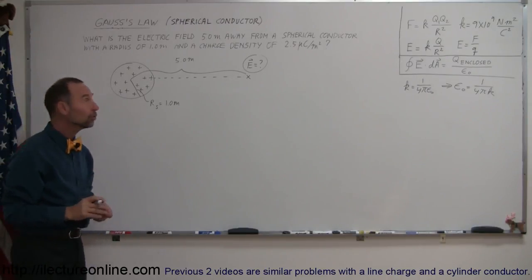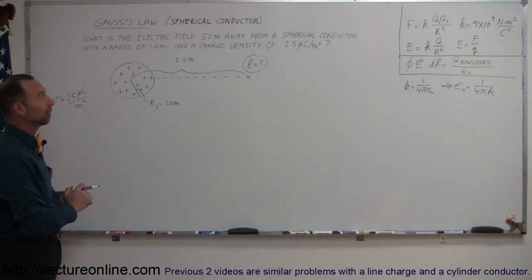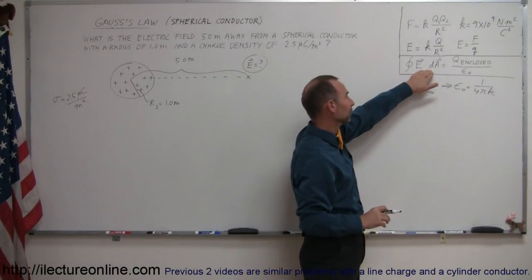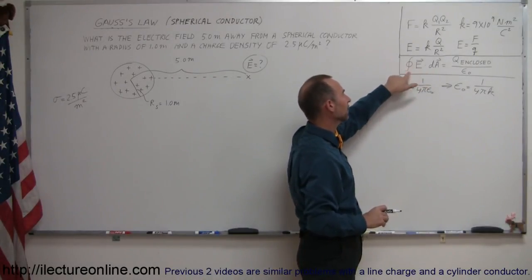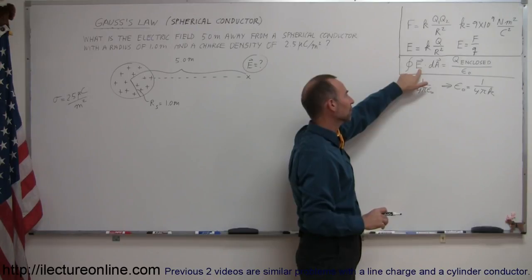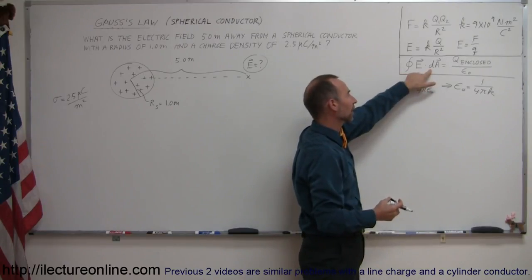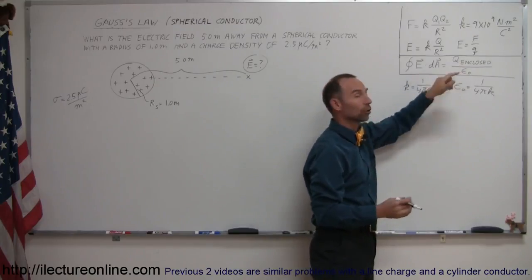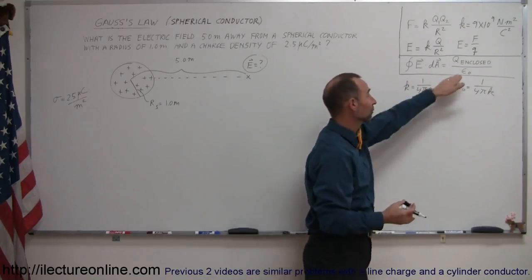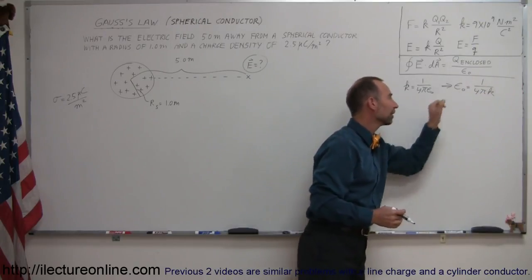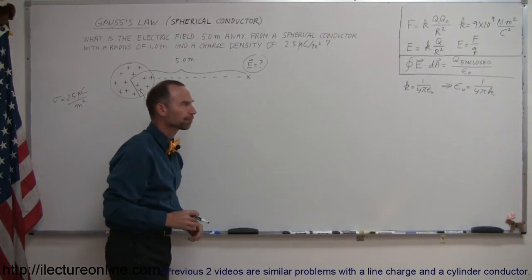Now, if you didn't use Gauss's law, that would be a very difficult problem to try and calculate. But Gauss's law makes it a lot easier, stating that the integral of the electric field strength at the surface of the Gaussian surface times the area of the Gaussian surface is equal to all the charge enclosed by the surface divided by epsilon sub naught, and epsilon sub naught is related to k via this particular equation here.